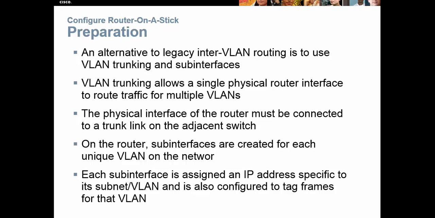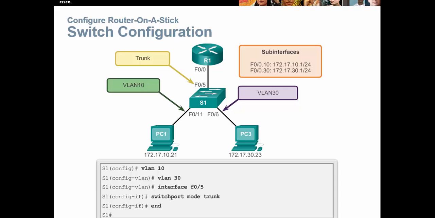And on the router, the subinterfaces are created for each unique VLAN on the network. Each subinterface is assigned an IP address specific to its subnet and VLAN and is also configured to tag frames for that VLAN. So here you see we have a switch that has two VLANs on it. We have our router, and here on this switch, we have F0/11 going to VLAN 10, and F0/6 going to VLAN 30. We've set up the Ethernet port F0/5 as a trunking port.